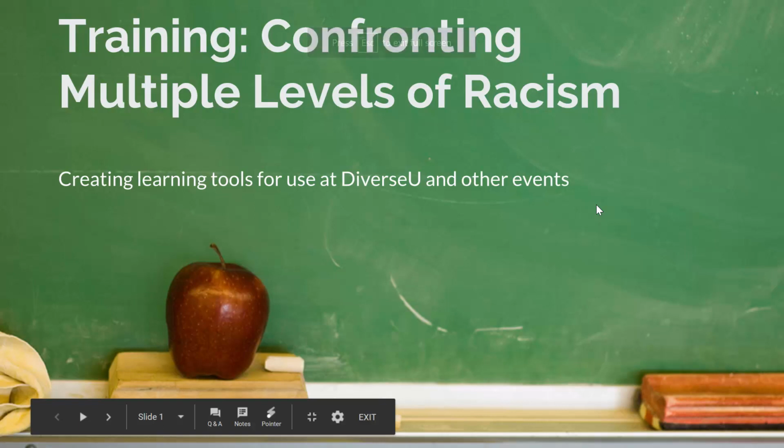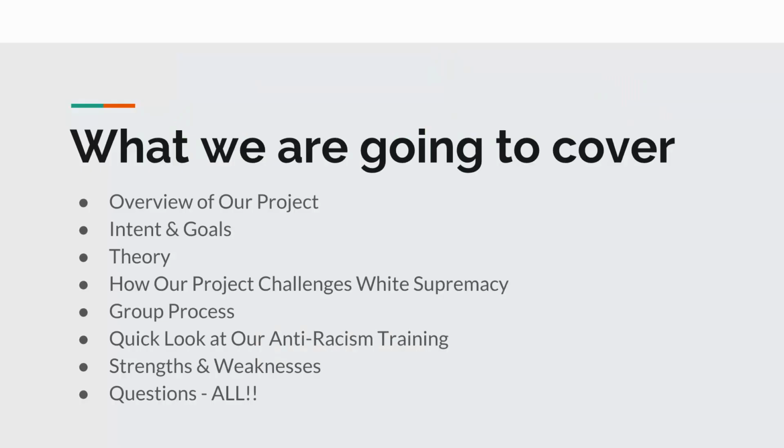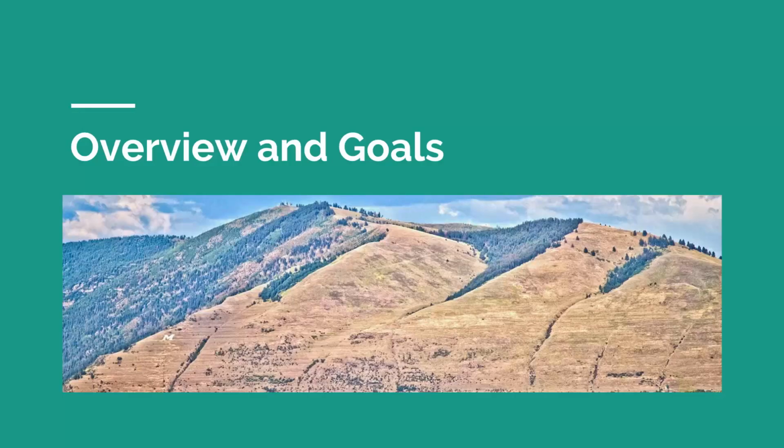Okay, so for our presentation for you guys today, we're going to be talking about our training/presentation that we're creating in collaboration with a bunch of other organizations to confront multiple levels of racism. We're going to be covering the overview of our project, the intent and goals of our project, the theory behind it, how our project challenges white supremacy, the group process, so like how we came up with it and all that, and then a quick look at our anti-racism training, strengths and weaknesses of our project, and then we'll open it up for questions from you guys.